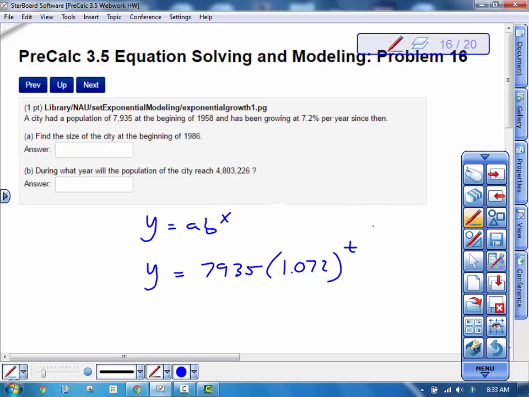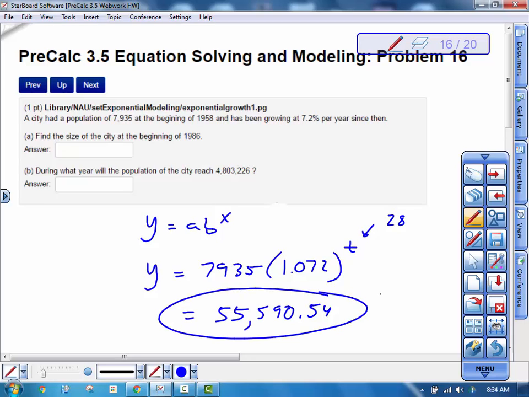Now, 1986 is 28 years afterwards, so if we plug in 28, we can get the population 28 years afterwards, which gives us 55,590.54 would be the population.